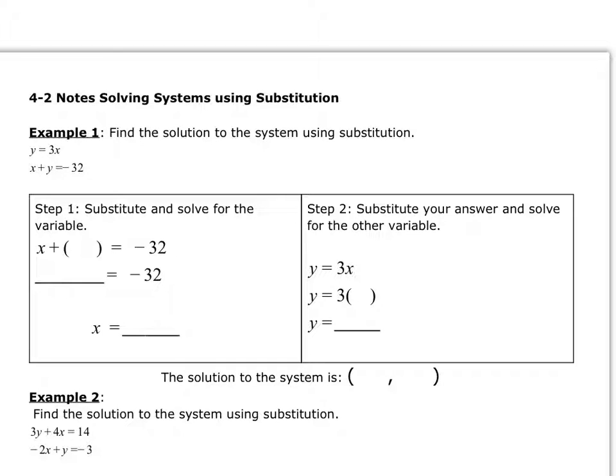Y equals 3x. So what we're going to do is substitute that first equation into the second equation for y. So it would be x plus 3x, because we're going to substitute 3x where y was, equals negative 32. So I'm going to substitute. That's my first step.